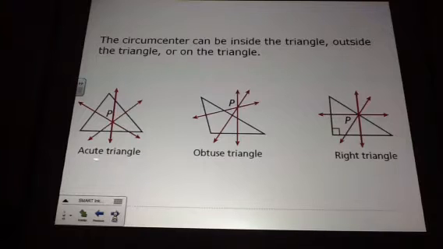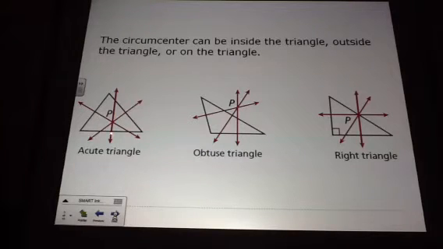Okay, so let's look at this acute triangle right here. You've got three perpendicular lines here. This line here is perpendicular to this segment. This line here, perpendicular to this segment. This line here, perpendicular to this segment. They intersect right here at this point of concurrency. This is called the circumcenter.